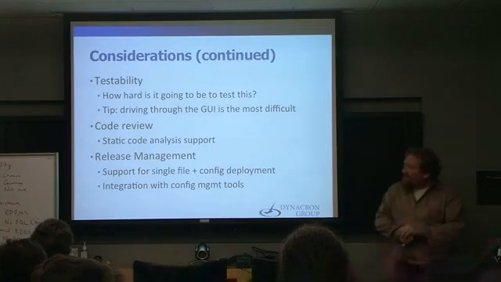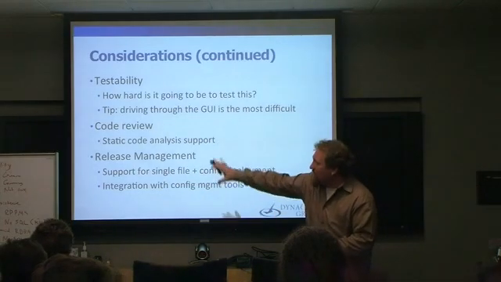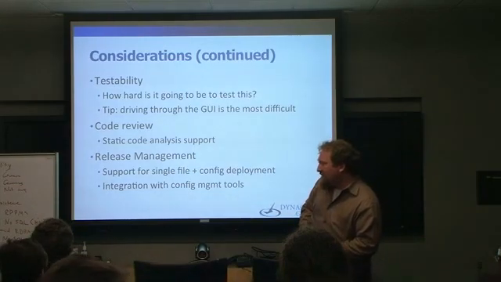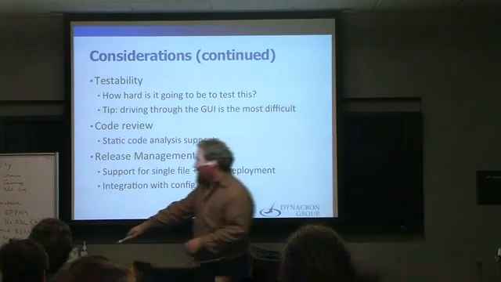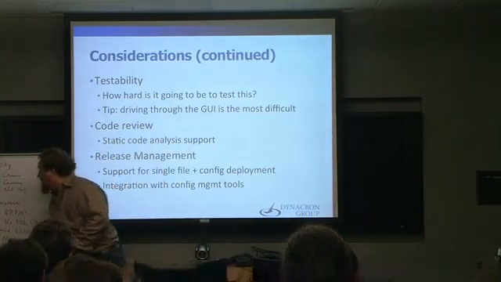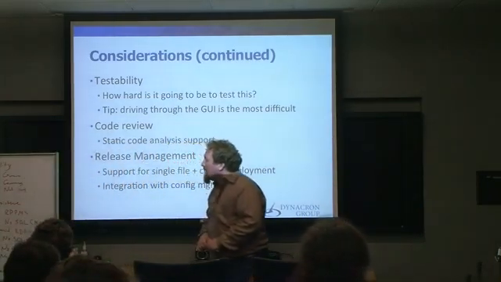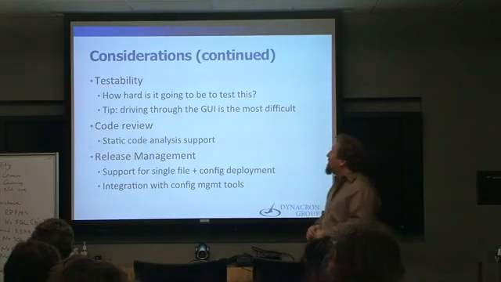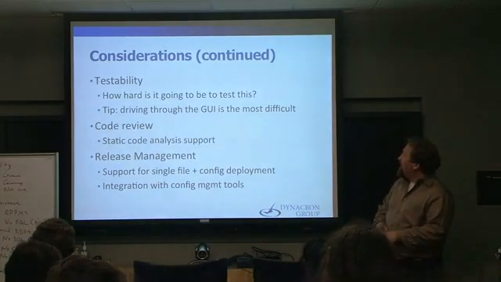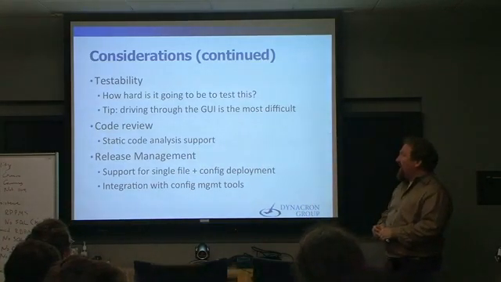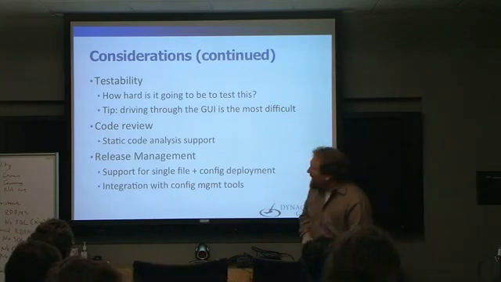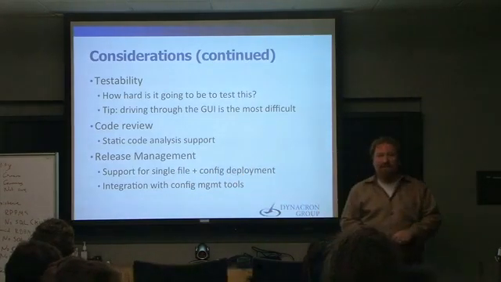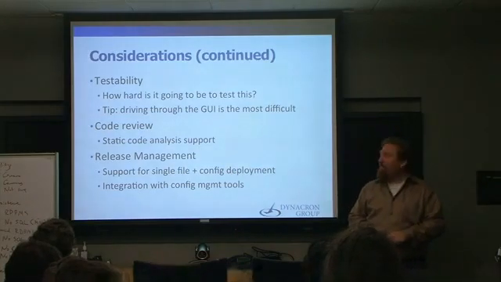Testability. How hard is it going to be to test? So if we look at all these tools and frameworks over here, most of these actually aren't bad. I would point to the jQuery roll your own as being a nightmare to test. I think the rest of that stuff's actually reasonable. But yeah, if I had to go through the GUI, that's bad. Static code analysis support. So, can I automate some of the process that I'm using for my code reviews?